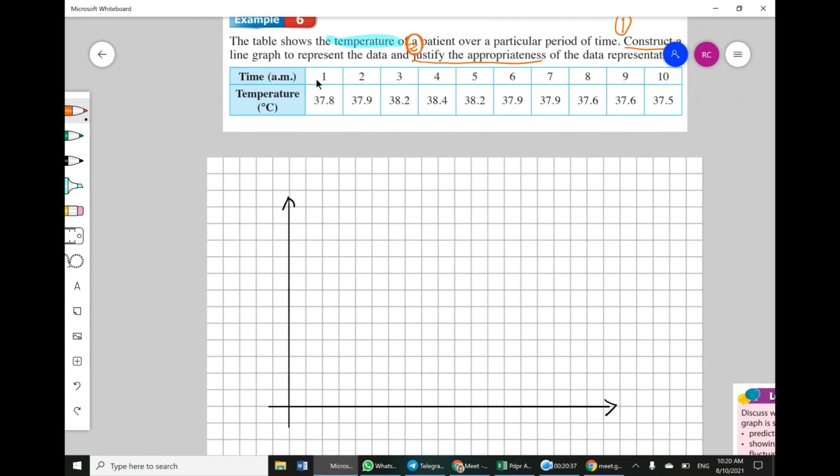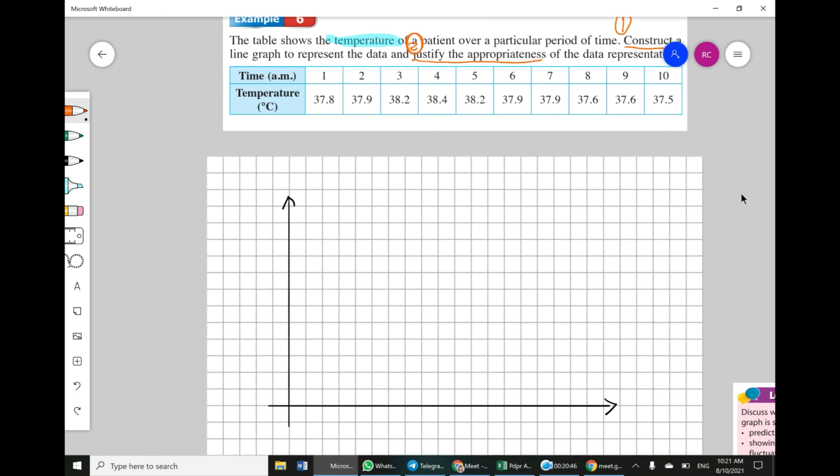Very good. It's time. Okay, and then you look at the time. It is quite a uniform number over here: 1, 2, 3, 4, 5, 6, 7, 8, 9, 10. So we just follow exactly.